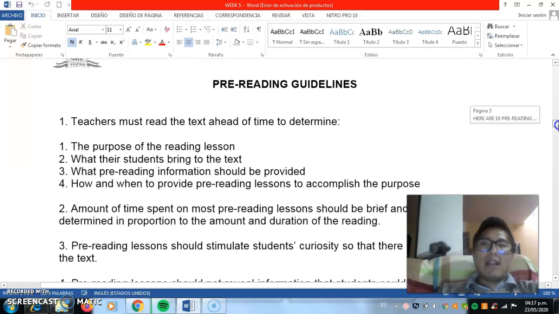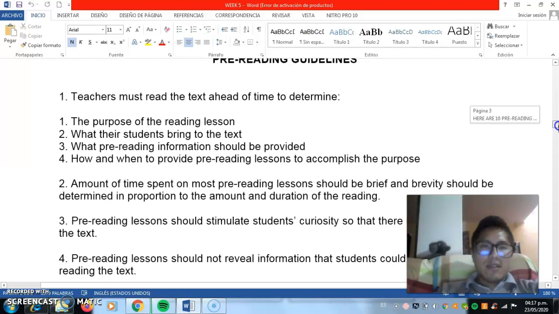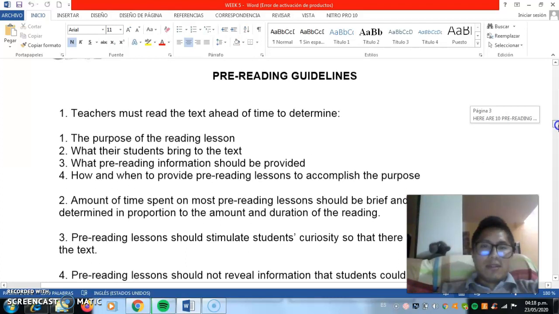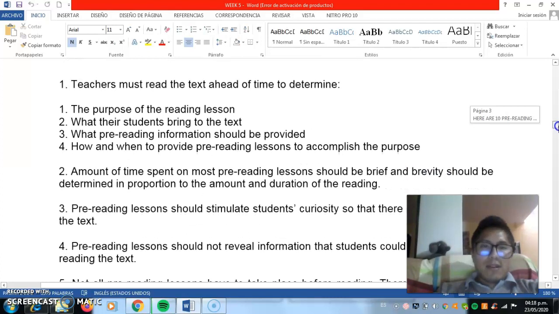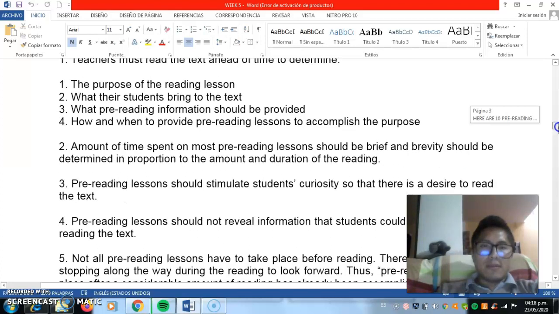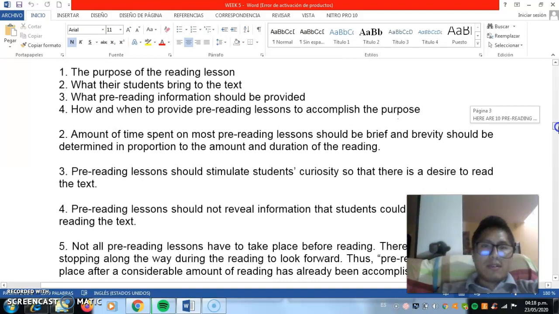Pre-reading guidance. The teacher gives some important advice for pre-reading activities. The teachers must read the test ahead of time of the trial. The purpose of the reading lesson, what our students bring to the test, what pre-reading information should be provided, and how to provide pre-reading lessons to accomplish the purpose.